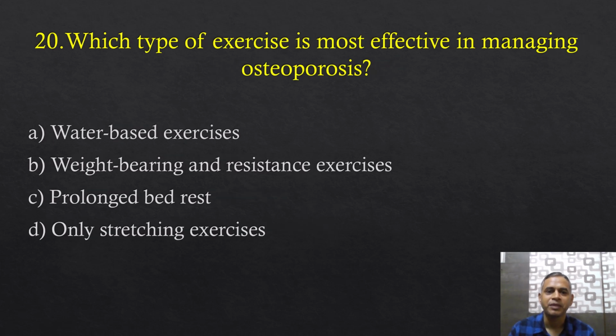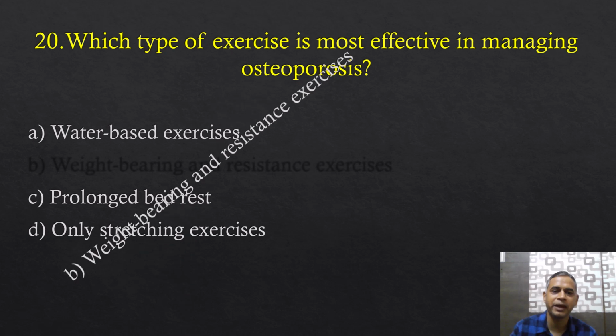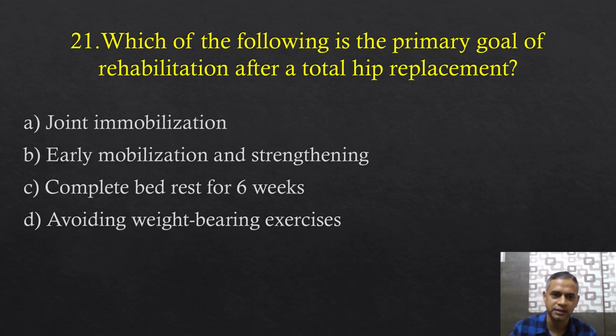Number 20. Which type of exercise is most effective in managing osteoporosis? A. Water-based exercise. B. Weight-bearing and resistance exercise. C. Prolonged bed rest. D. Only stretching exercises. So the answer is weight-bearing and resistance exercises.